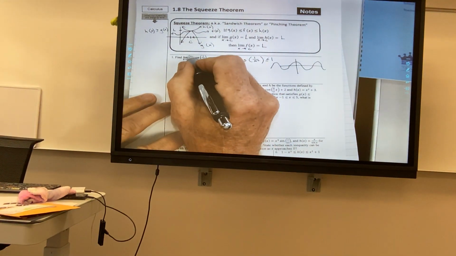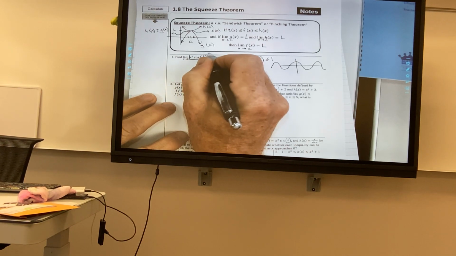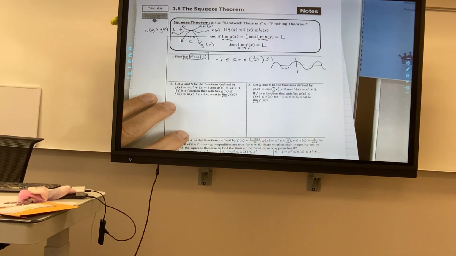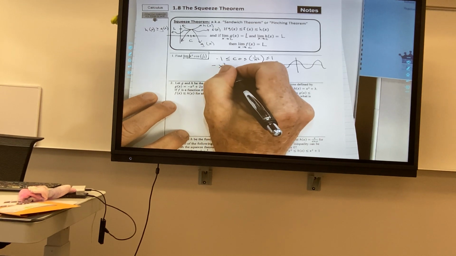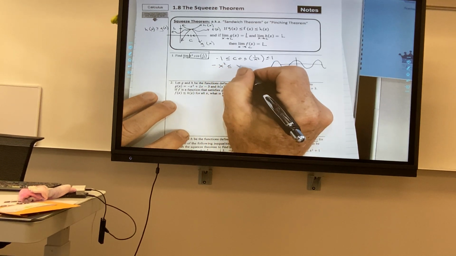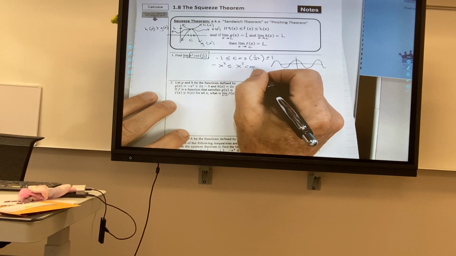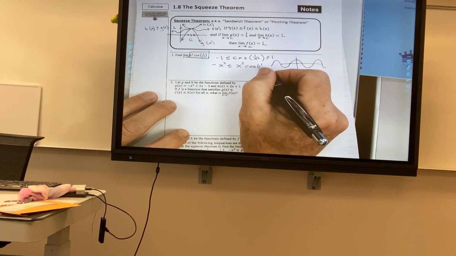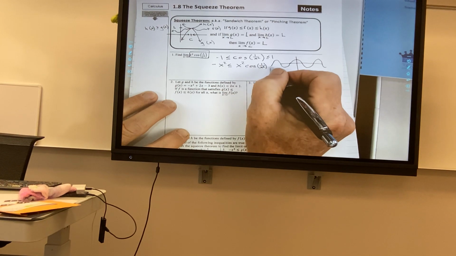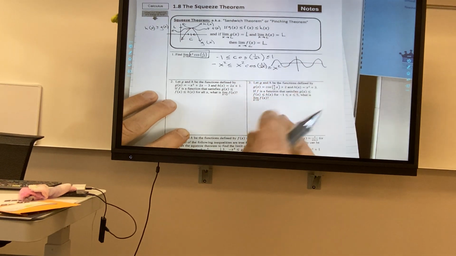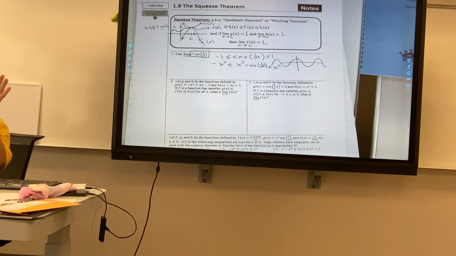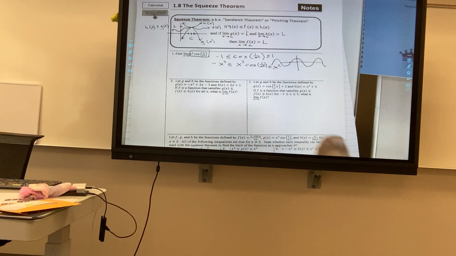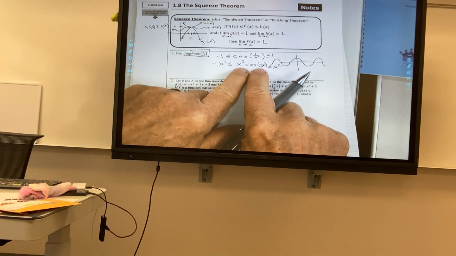Now notice, this right here is what I'm taking the limit of. It's a product, isn't it? So I can multiply this by x squared. I can multiply this by x squared. And I can multiply that by x squared. And I don't have to change directions because x squared is always positive, correct? So now I have this function.